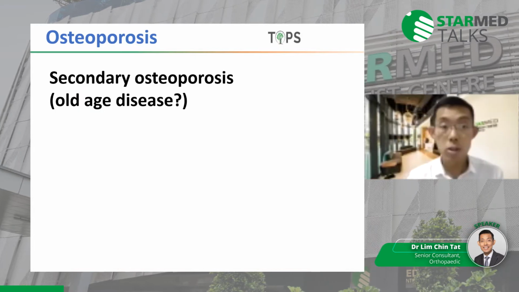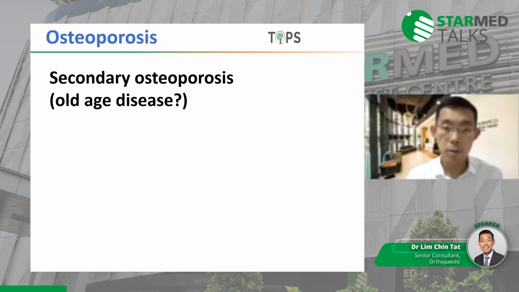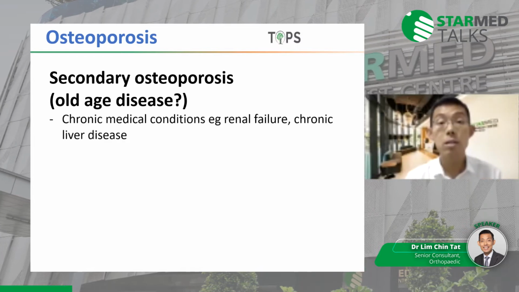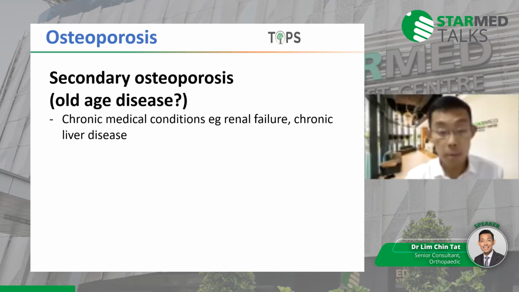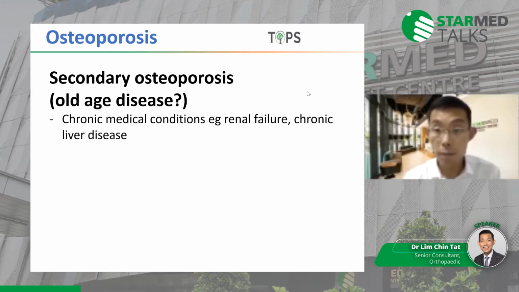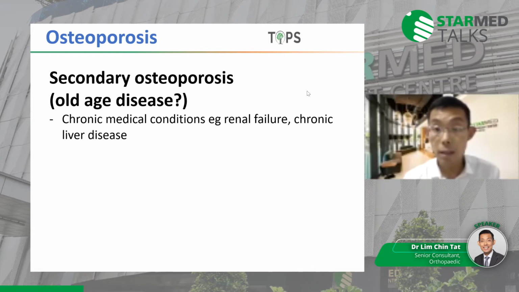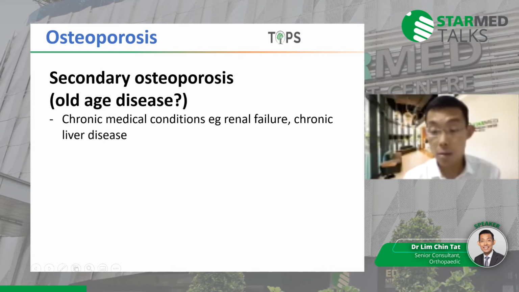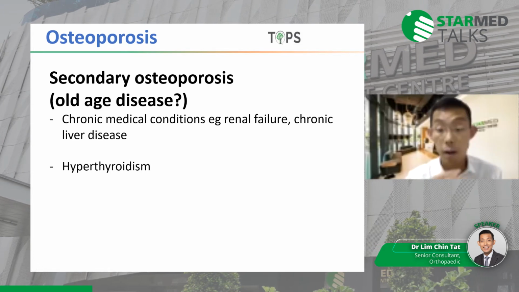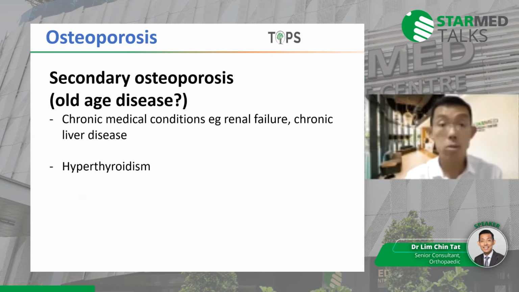So why does it happen? Is it an OH disease? We always think that osteoporosis, like osteoarthritis, is an OH disease. But there are conditions that can cause early osteoporosis. Patients with chronic medical conditions such as renal failure, liver disease can get osteoporosis. Hyperthyroid, a disease of the thyroid gland, can also cause osteoporosis.